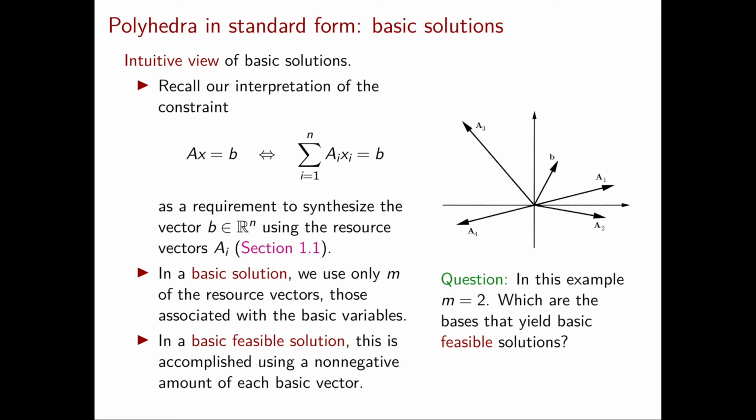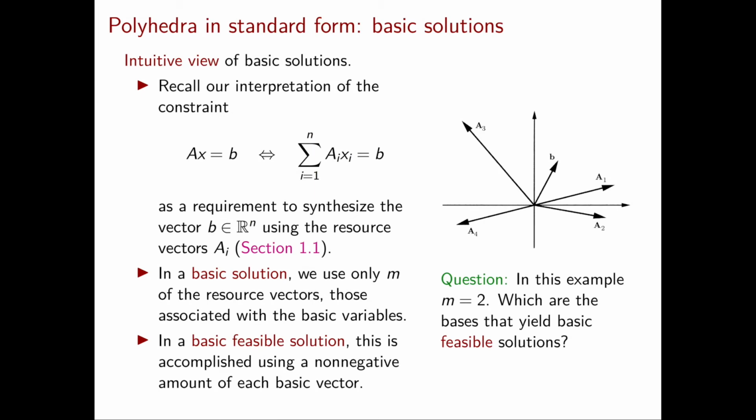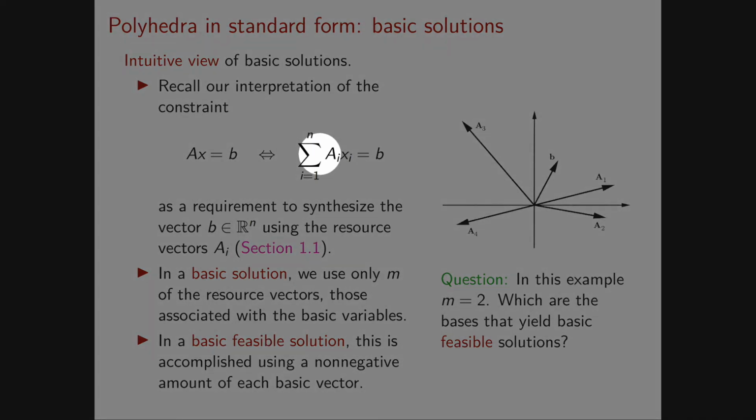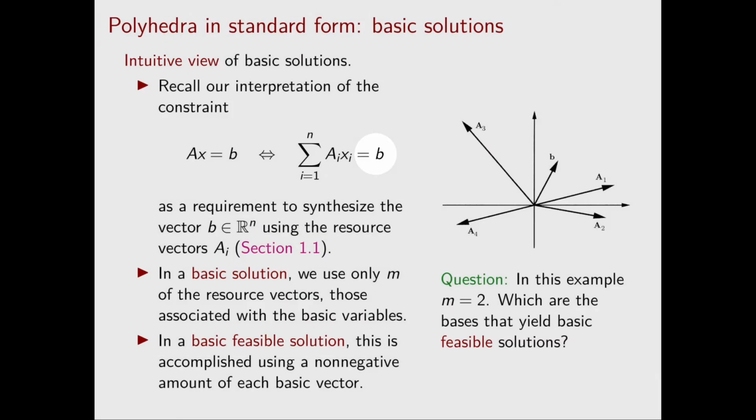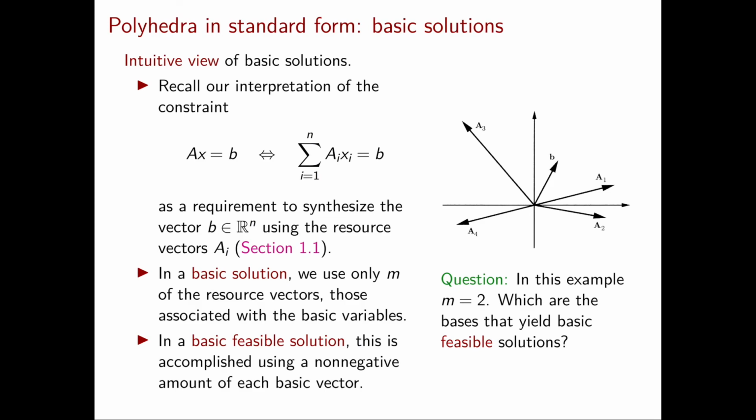In this slide, I want to give you an intuitive geometric view of basic solutions. In order to do this, we're gonna get back to our interpretation of the constraints Ax equal to b. If you remember, we wrote it down as the sum of AIxi equal to b, which we interpreted as finding a way to combine the resource vectors AI in order to synthesize the vector b. Now, in a basic solution, we are only allowed to use m of the resource vectors, which are those associated with the basic variables. This is because the non-basic variables are all set to 0.